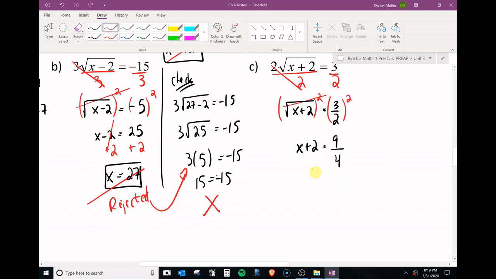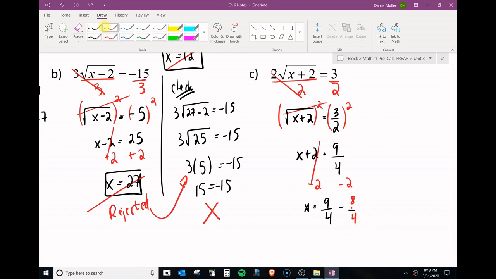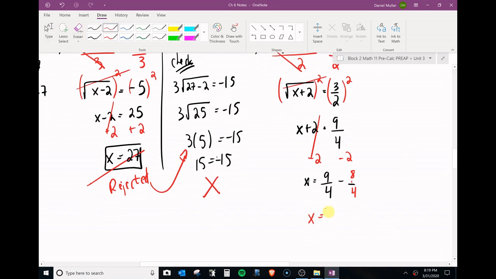And now I can subtract 2 from both sides. So I have x equals 9 over 4 minus 2. Now 2 is actually over 1, and I need a common denominator, so I'll times this by 4, and I'll times this by 4. So 2 times 4 is going to be 8, and 1 times 4 would be 4. So 9 over 4 minus 8 over 4. So 9 minus 8 is 1, and 4 over 4. So x equals 1 over 4.